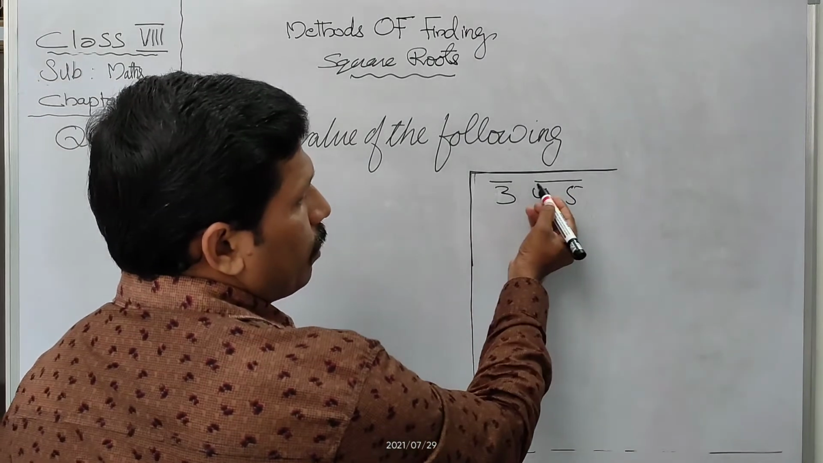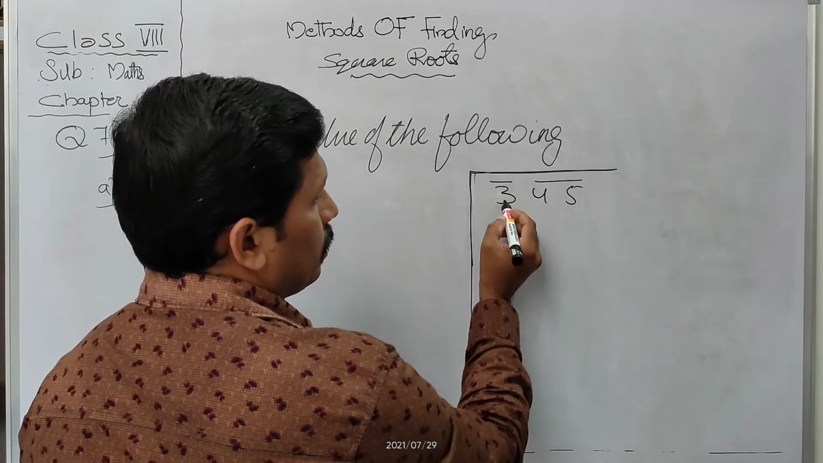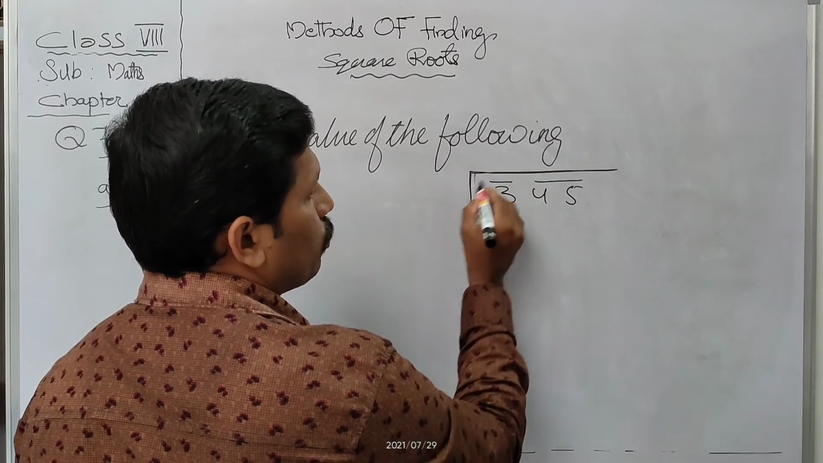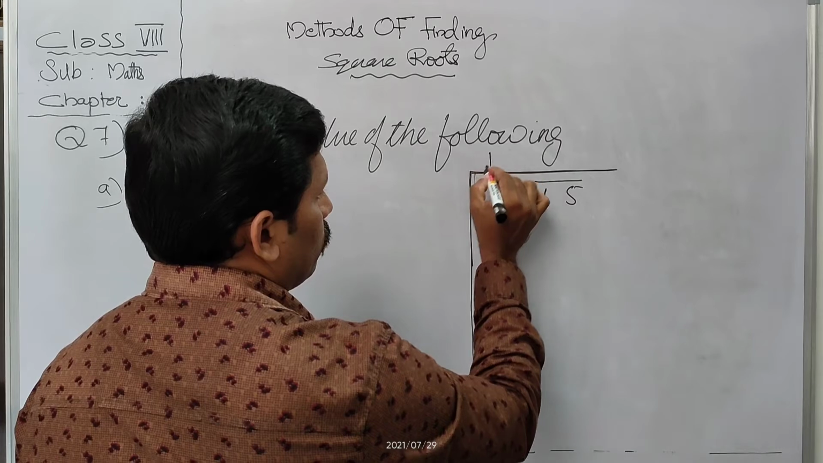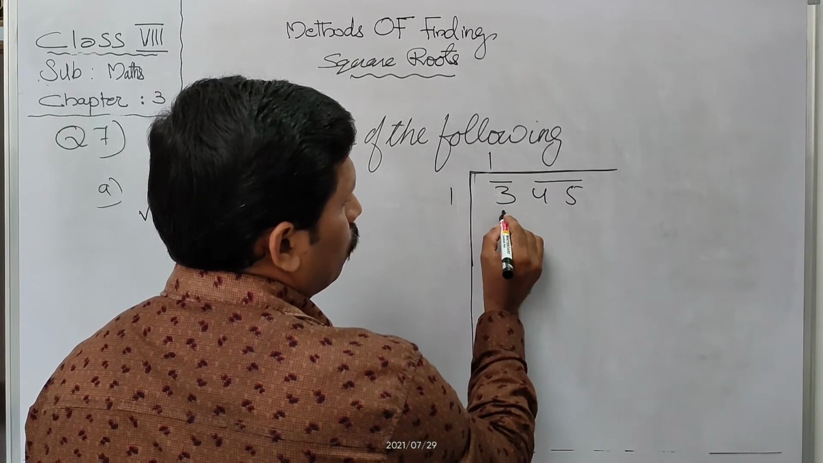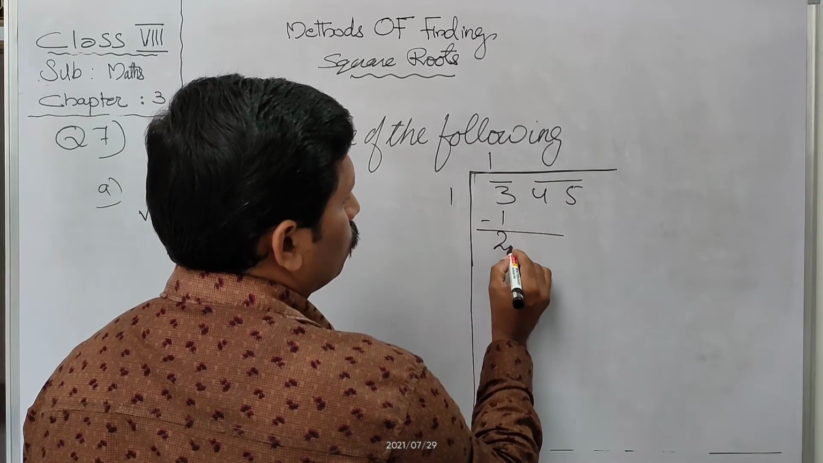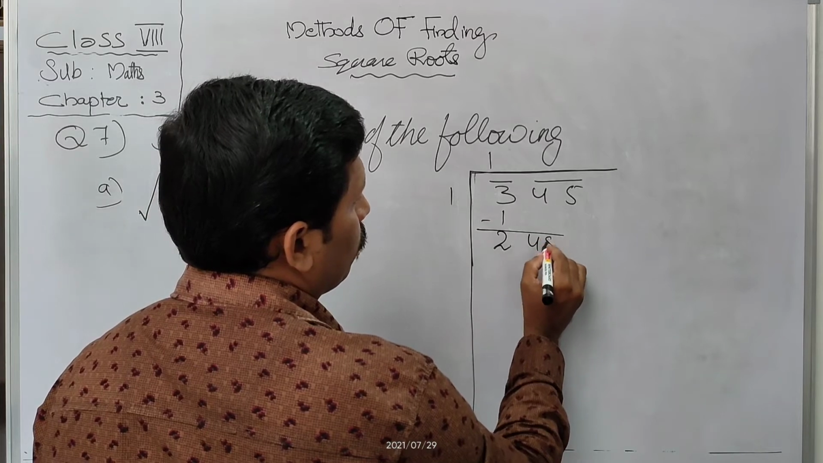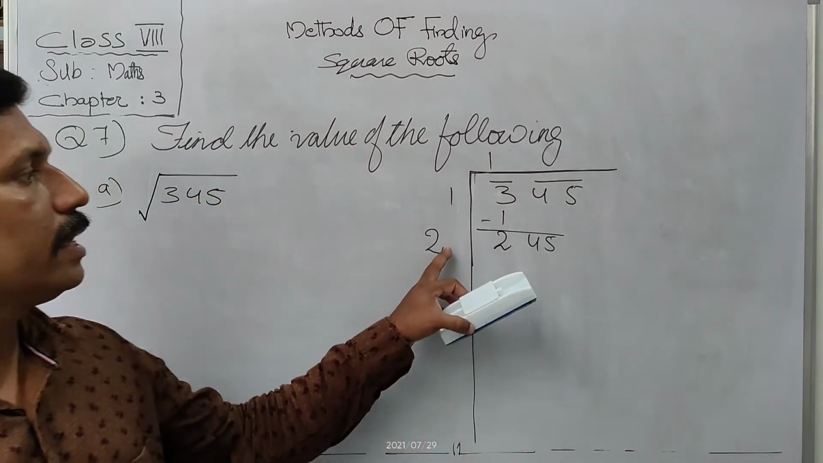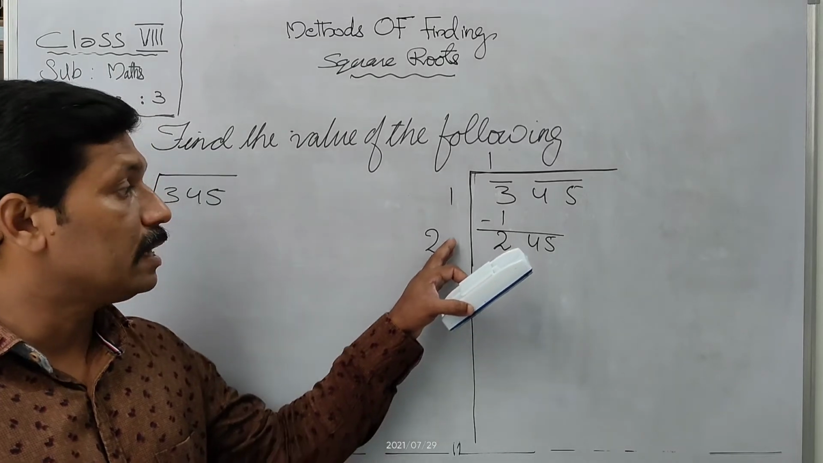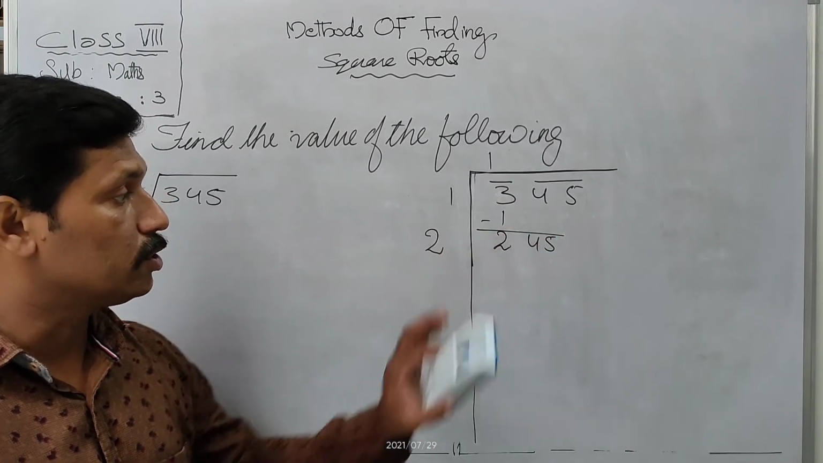First we group from right side to left side. Then we take the first group, 3. The perfect square less than or equal to this 3 is 1 into 1, and then subtract, we get 2. Next group 45. Double of 1 is equal to 2. Then we want to find a number such that when we multiply with that, it should be equal to or less than this number.